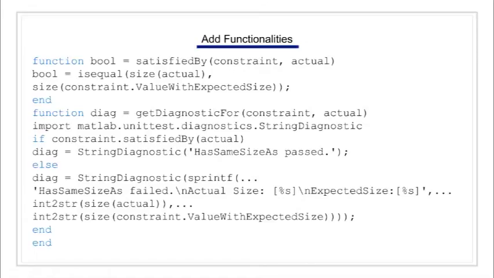Another function that needs to be implemented for the classes that derive from the constraint class is the getDiagnosticFor method. This method must evaluate the actual value against the constraint and provide a diagnostic object. In this example, getDiagnosticFor returns a string diagnostic. So here if the constraint is satisfied, then the string that will be passed will be a pass string, and if it has not satisfied the constraint, then it will pass a failed string.